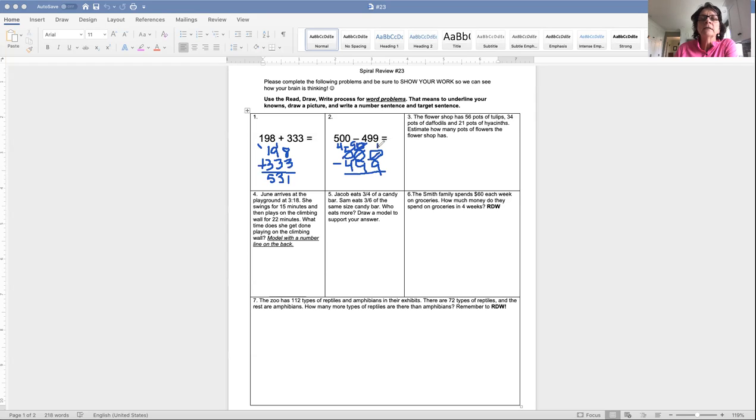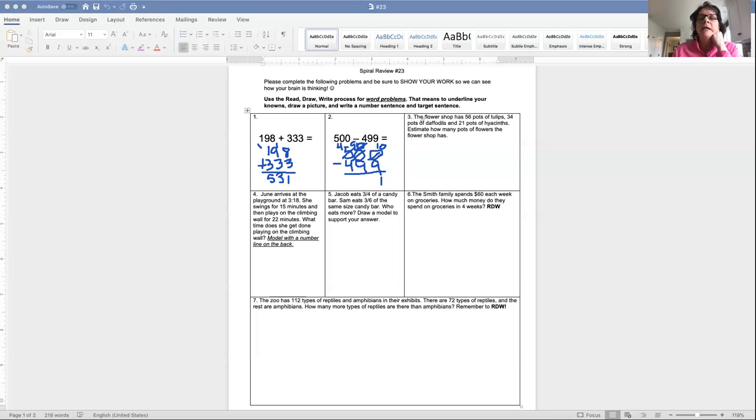So now it's easy to subtract all the way across. 10 ones minus 9 ones is 1. 9 tens minus 9 tens is 0. 400s minus 400s is 0. So 500 minus 499 is 1, boys and girls. And if you looked at that and really thought about the numbers, where they are in the number line, you could have done that one without any algorithm at all.